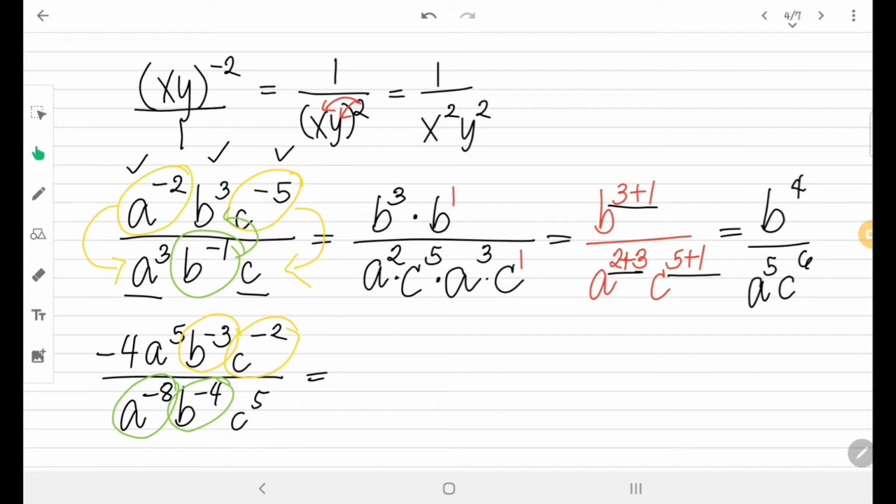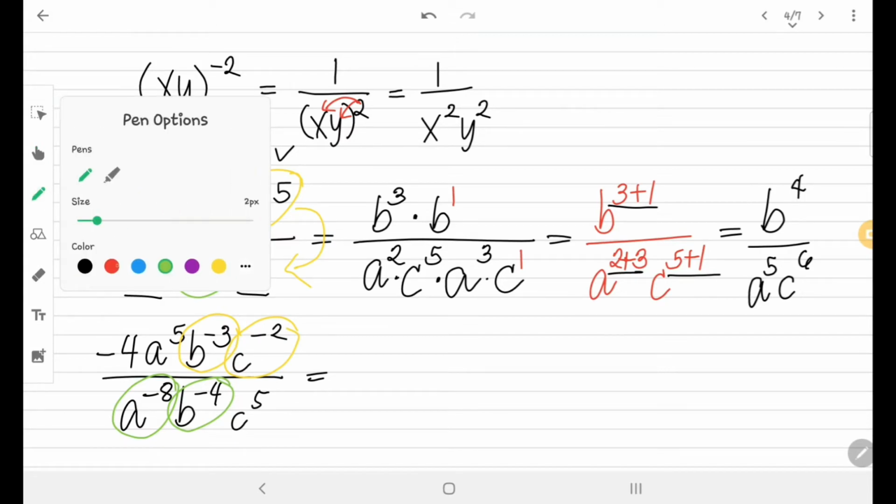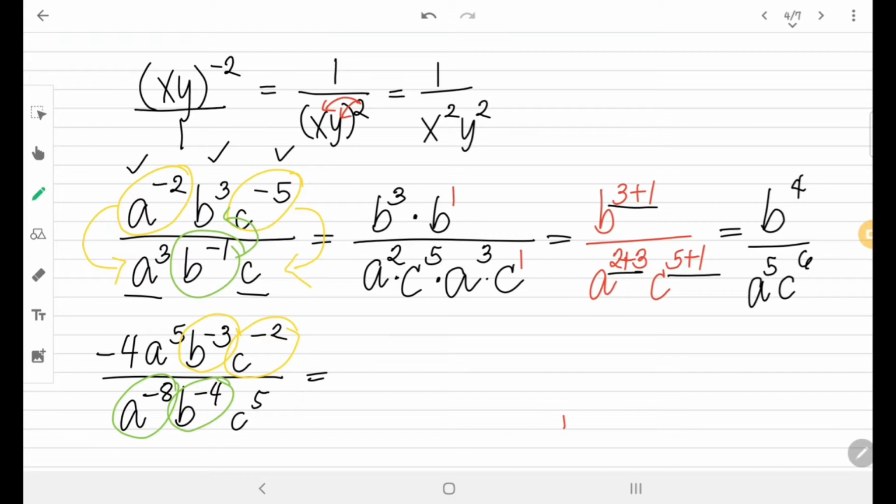Okay. So, let me move. Sulat na rin muna yung mga hindi mag-move. So, hindi mag-move yung negative 4. Hindi mag-move yung a raised to 5. Hindi rin mag-move yung c raised to 5. And then, yung i-move na natin, yung b cube, yung b raised to negative 3, yung b cube. Yung c squared, c raised to negative 2, yung c squared. Kasi na-move na kaya yung positive.